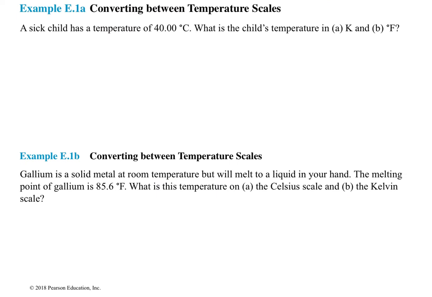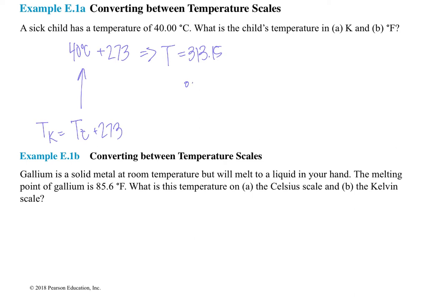So here we go. We have 40 degrees Celsius. And if you remember, our temperature in Kelvin equals temperature in Celsius plus 273. So we'll plug that in for the Celsius and then add 273. So we get our temperature in Kelvin equals 313.15. If we want to go to Fahrenheit, we're going to do degrees Fahrenheit equals 40 degrees Celsius times 1.8 plus 32. Plug that all into the calculator and we'll get our Fahrenheit is equal to 104.0 degrees Fahrenheit.